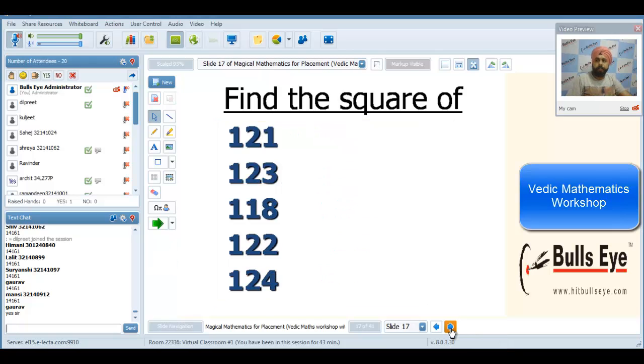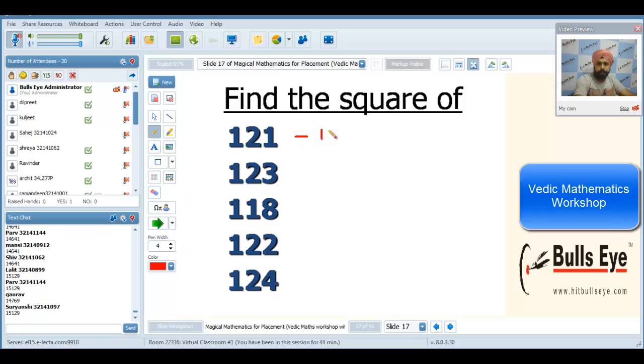Find the answer to relatively these not so close numbers to 100. Do this, students. The first answer is 14641. Second is 15129. Third is 13924.